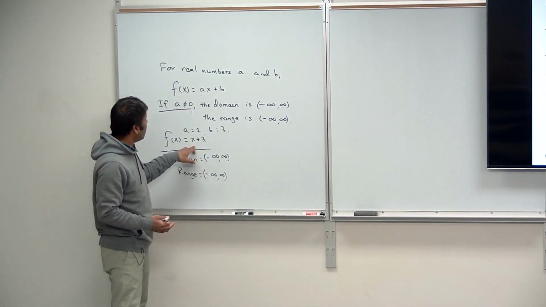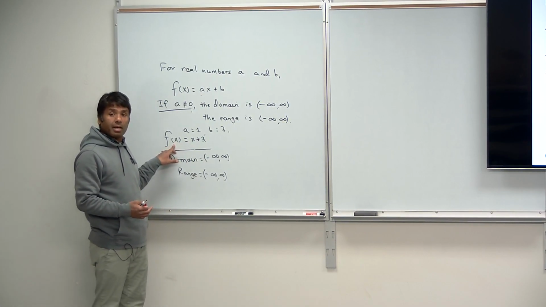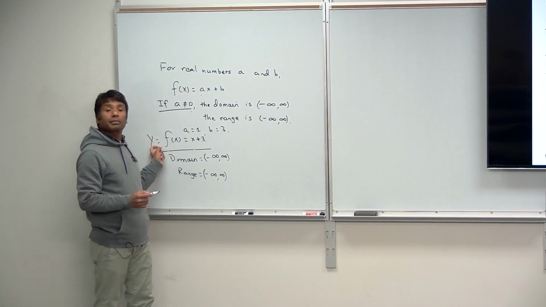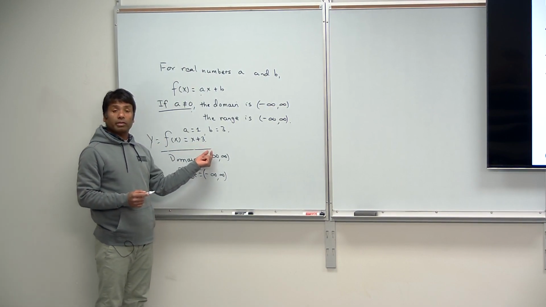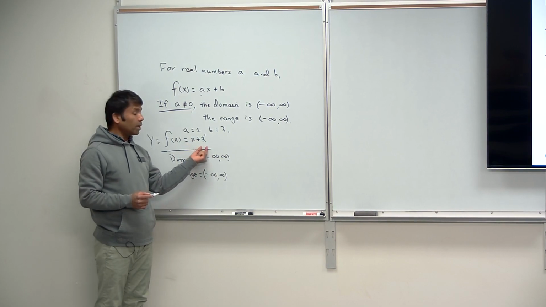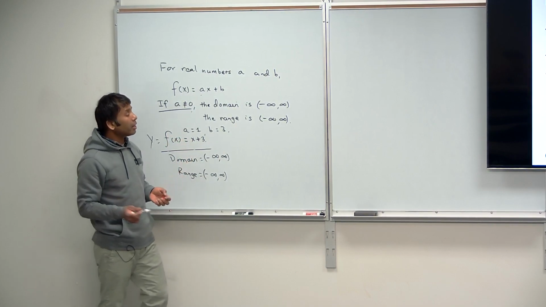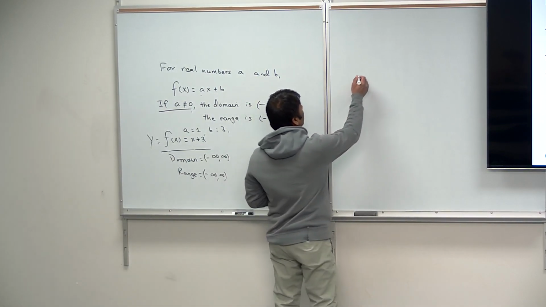If you plug in 3 here, y is what? 6. You know y and f(x), they are the same thing. You know that, right? If you plug in 1, it will be 4. If you plug in 2, it will be 5. If you plug in 3, it will be 6. If you plug in 4, 7. That makes sense? Or if you draw the graph, you can easily see that.